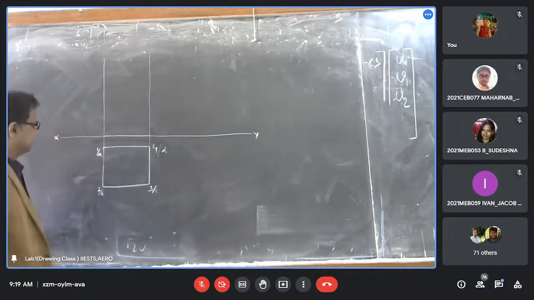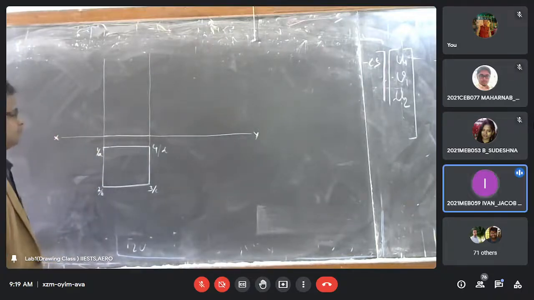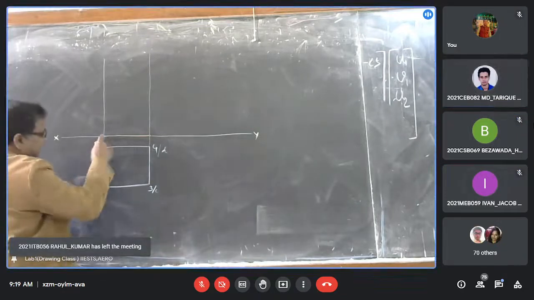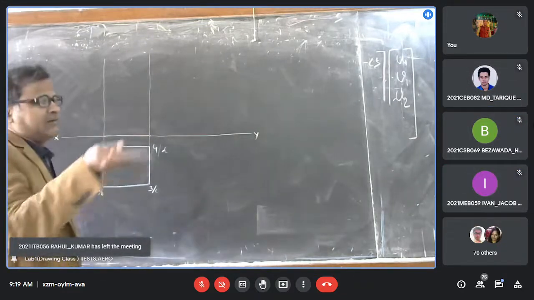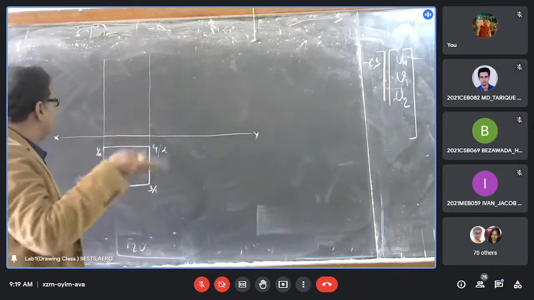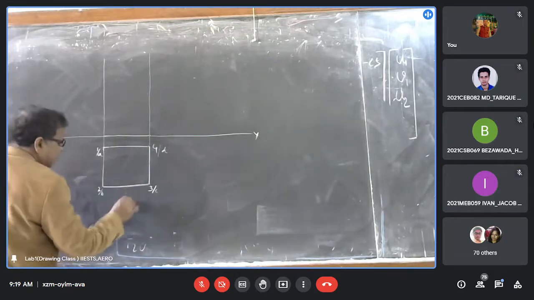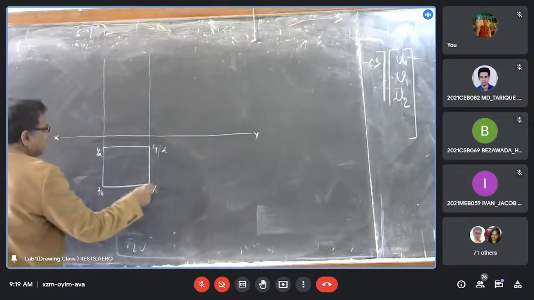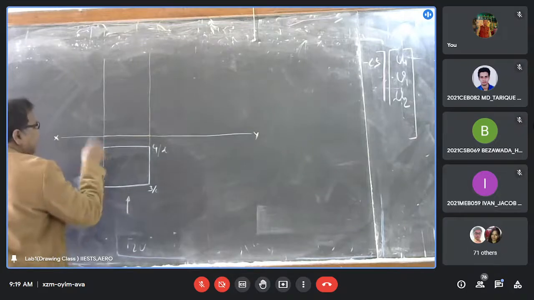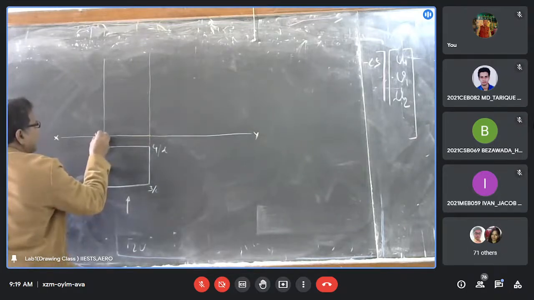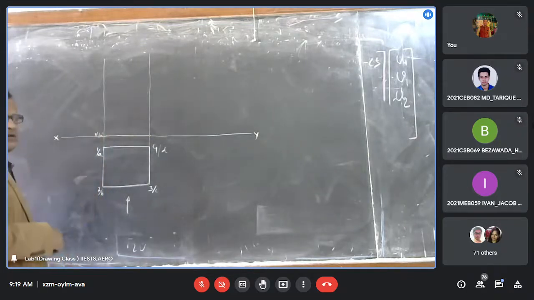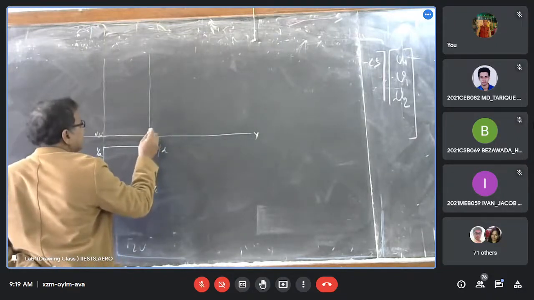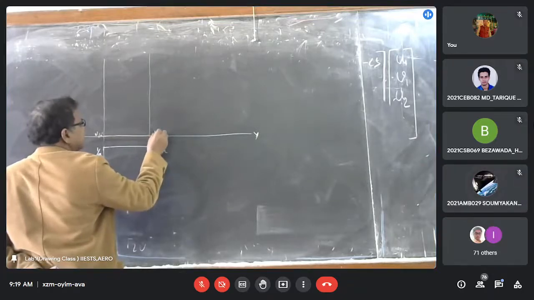B and A. 1 dash, 2 dash. This is B and A because the alphabetical name is on the bottom side. So while you are looking from this direction, you first see B, then A. So you can write B dash by A dash because it is the elevation. Similarly, tell what is the name of this one? C dash by D dash.